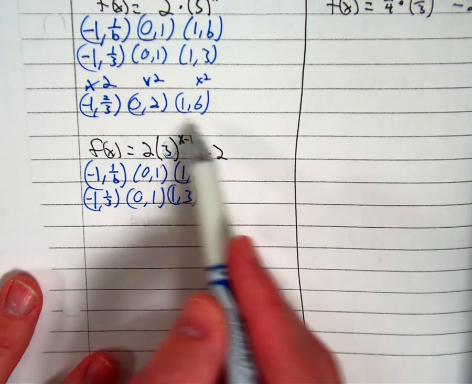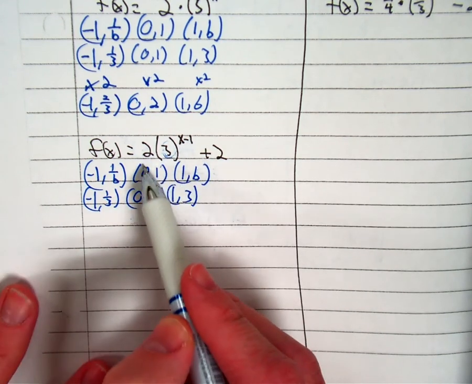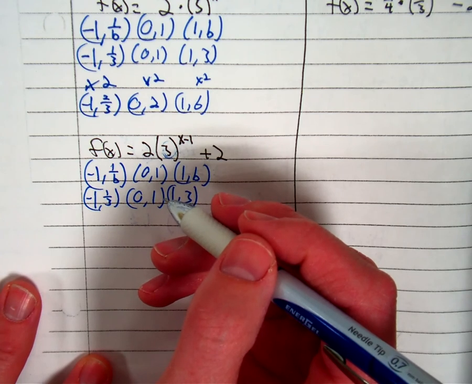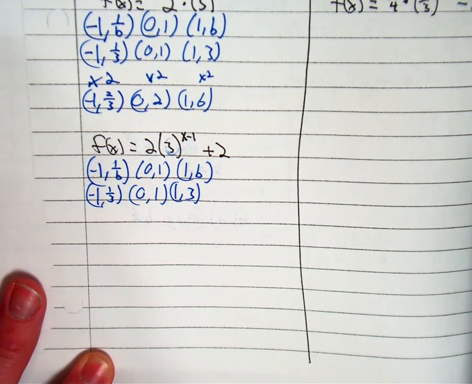If you're wondering in what order to do your shifts, follow the order of operations. Multiplication first. So now we're going to double everything.